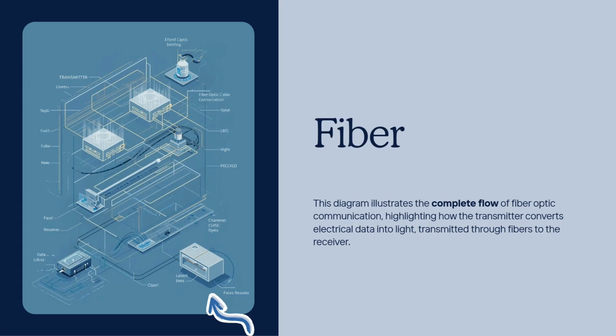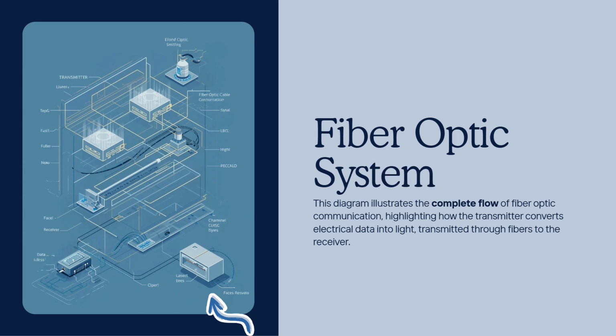Now, let's look at the whole system. It's actually quite simple. It works like a postal service for light. You have a sender, which is the transmitter, the road it travels on, which is the fiber cable, and then the person receiving the mail, the receiver.